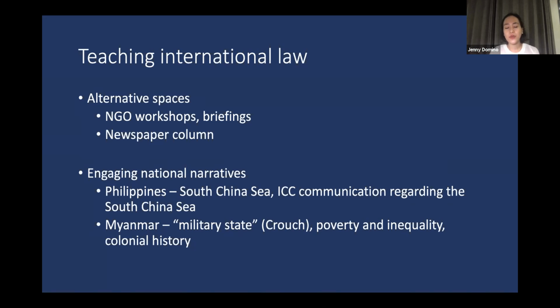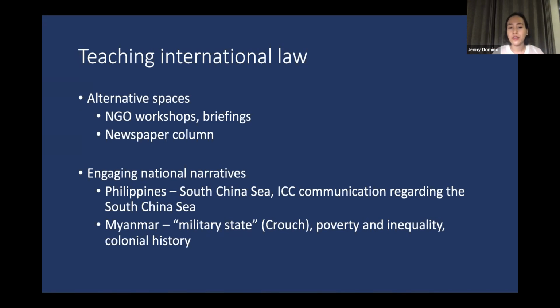Instead, what I want to point out is the connection that was made by a handful of Filipino lawyers between international criminal justice and the law of the sea, connecting these two seemingly disparate fields. And in Myanmar, what I often encounter when I conduct these workshops and briefings is the connection of talk of accountability with the military state.